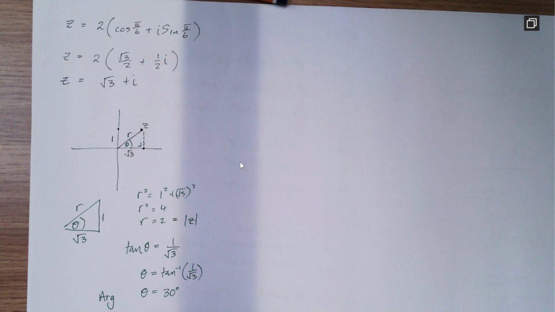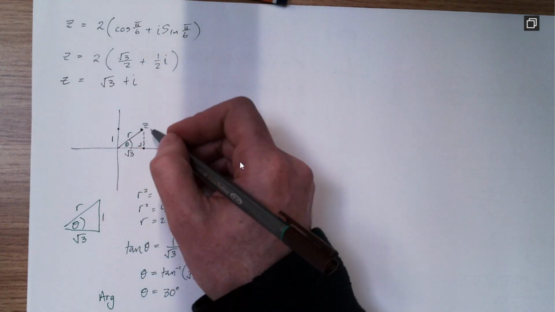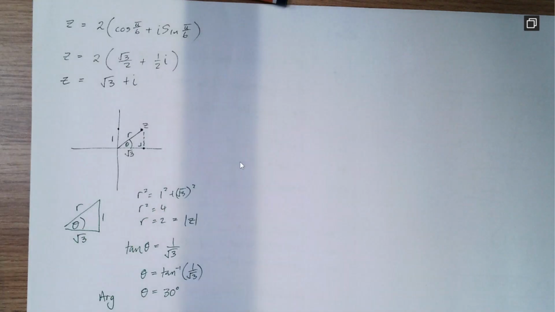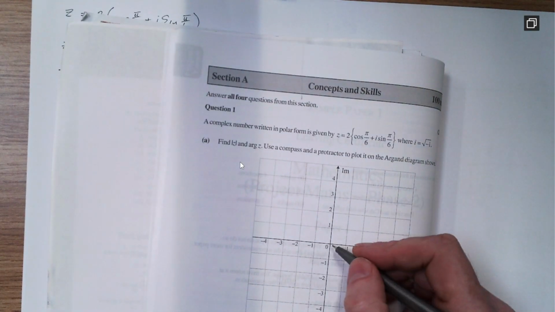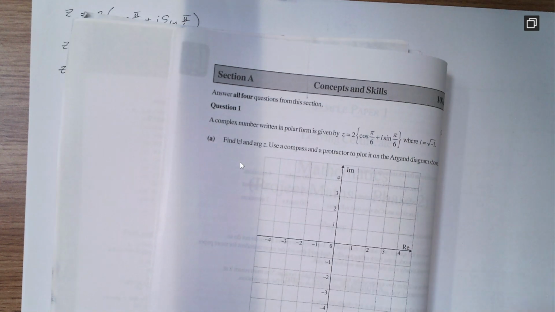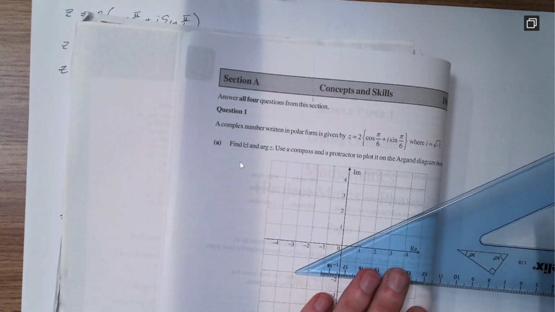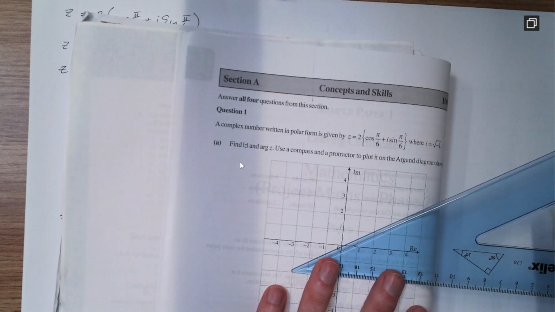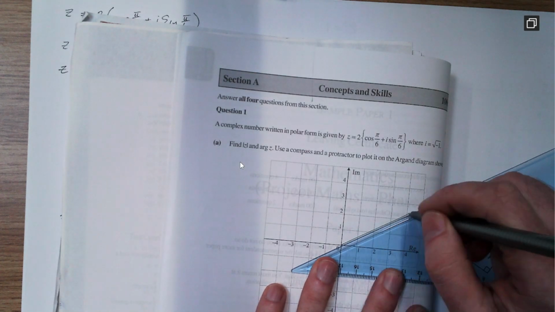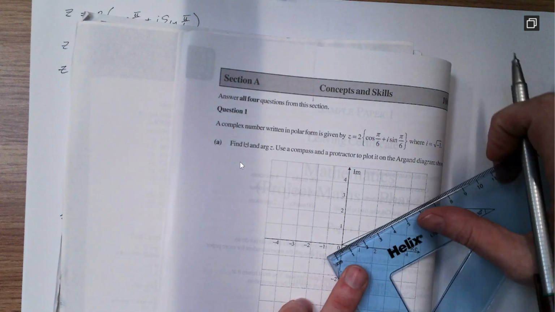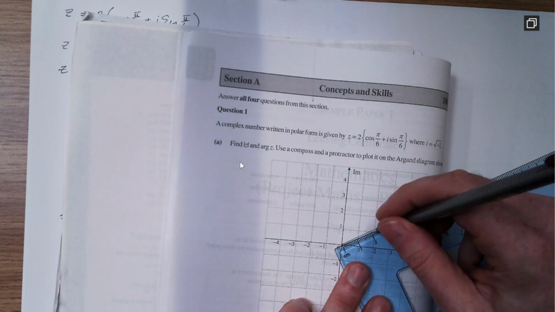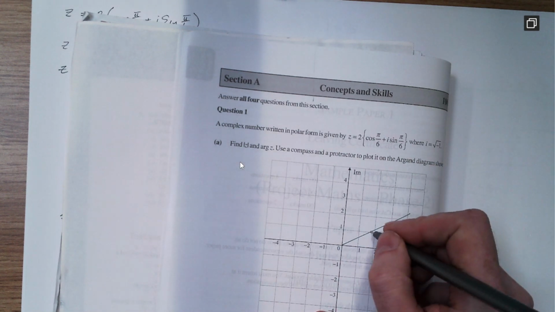Find the modulus of z and the argument of z, and use a protractor to draw the angle of 30 degrees. The diagram of z: draw the unit circle, then use the set square or protractor to write 30 degrees. The hypotenuse is 2 centimeters, so mark 2 centimeters along the line.